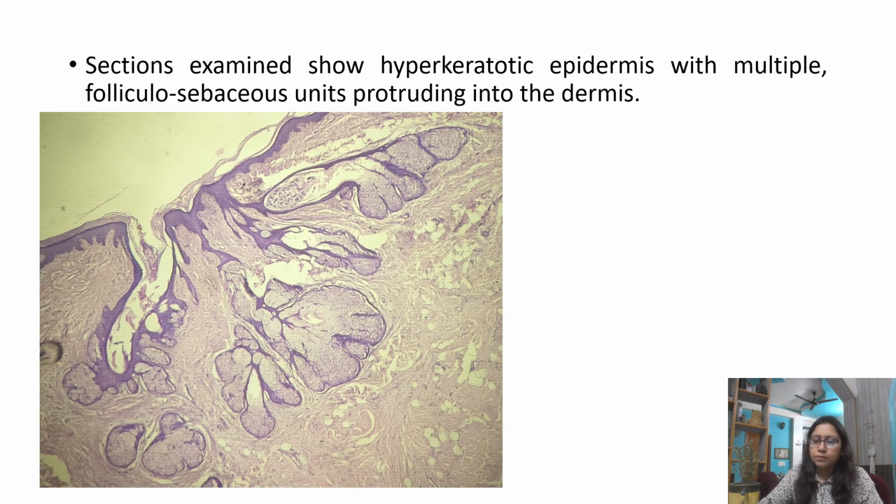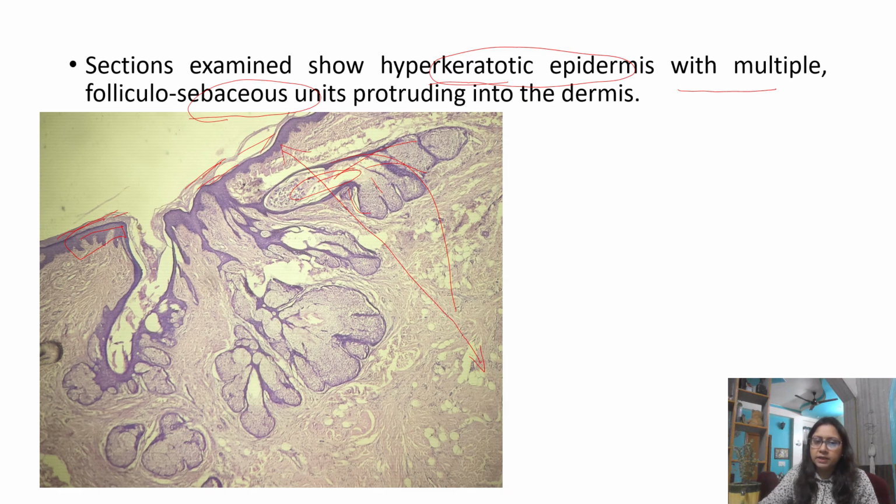Those sections were processed and stained with H&E stain, and what we saw here is hyperkeratosis, that is, the keratin layer is increased. Other areas also showed it. You are seeing a hyperkeratotic epidermis with multiple folliculosebaceous units. Folliculosebaceous means you have a hair follicle and surrounding it mature sebaceous lobules. Here you can see the epidermis, and the area below the epidermis is your dermis.